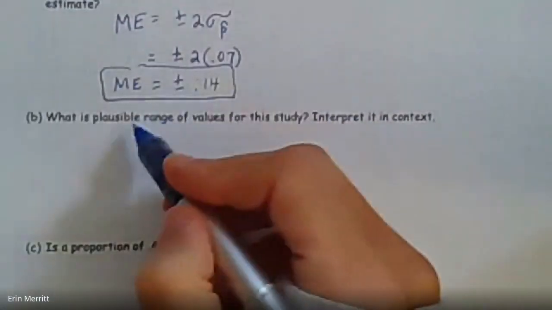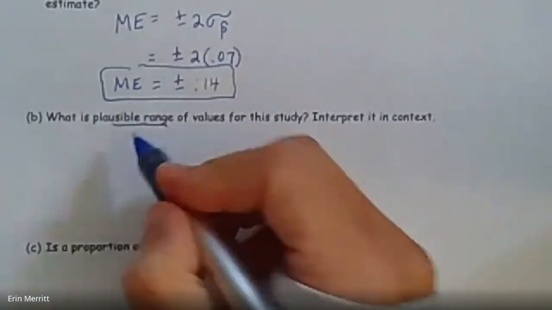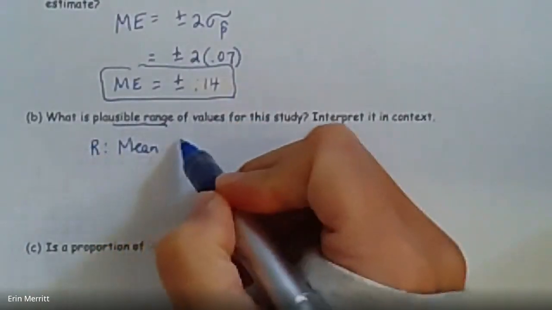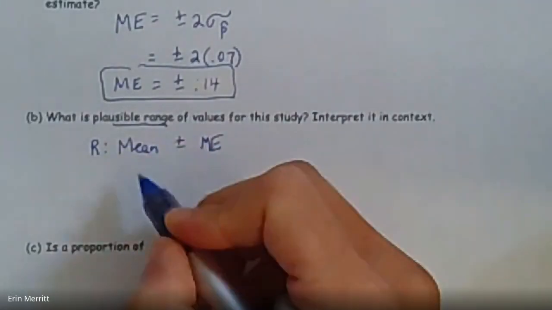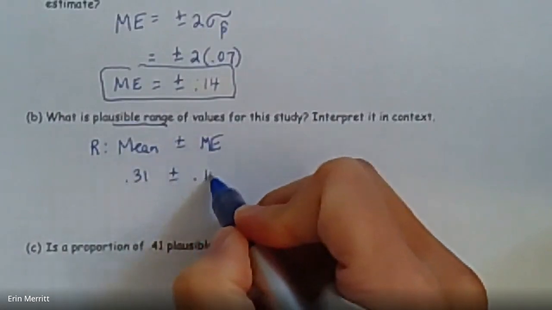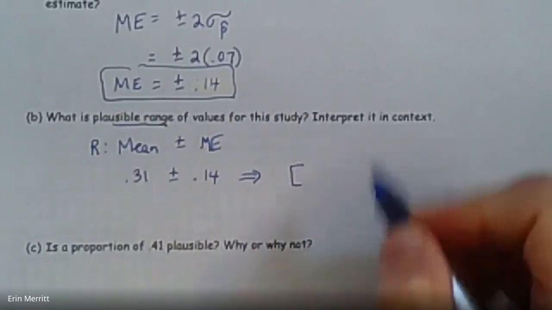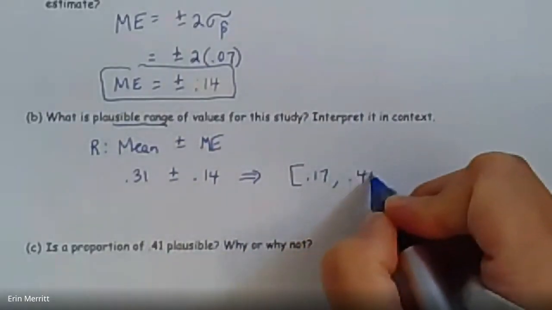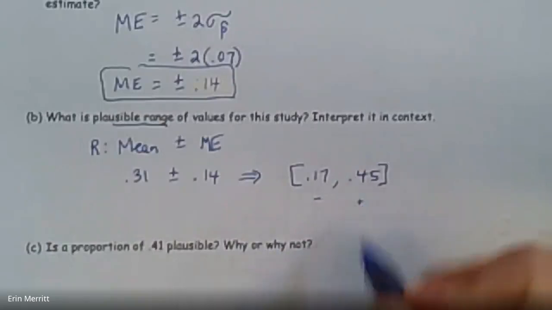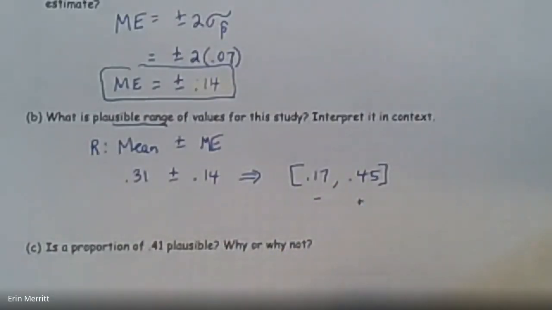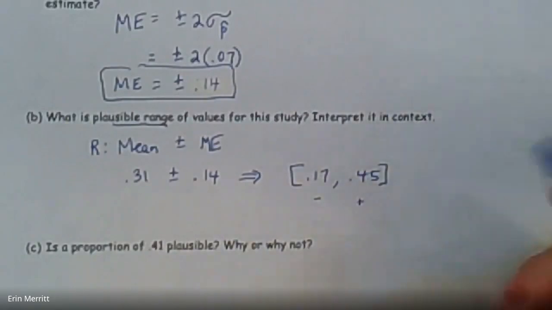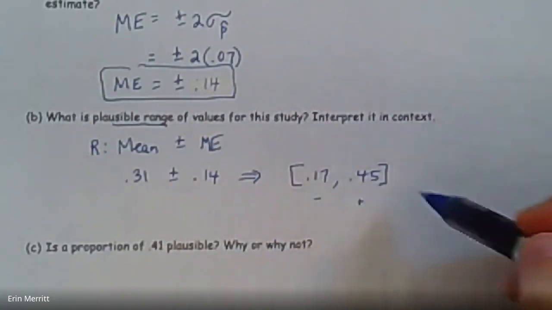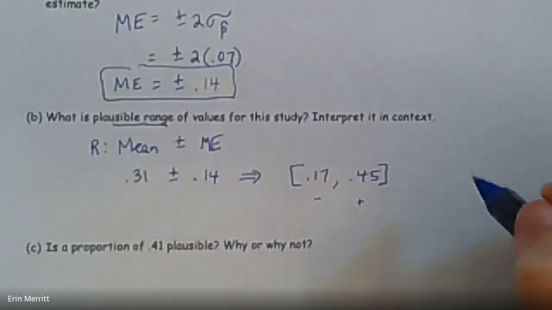All right, what is the plausible range of values for the study? We know how to do this. Take the mean, add or subtract the margin of error. So the mean was the 0.31 plus or minus 0.14, right? That brings us down to 0.17 and up to 0.45, all right? So minus here, plus there, of course, right? When it says interpret in context, this is the range of values that the plausible value of people that prefer Coke would fall between. So it's actually somewhere between 0.17 and 0.45. Like that's the reasonable answers you'd expect, right?